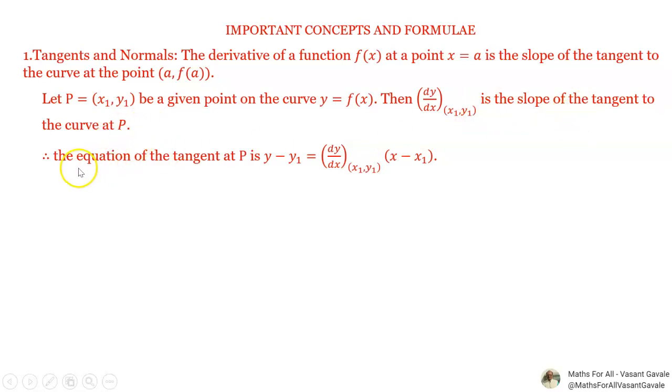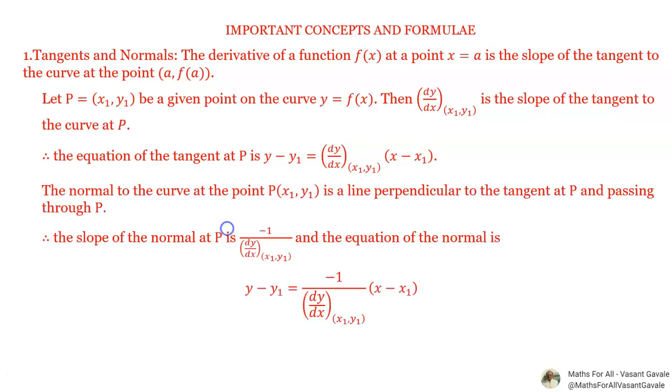P. The equation of the tangent at P is y minus y1 equals dy by dx at point (x1, y1) म्हणजे हा स्लोप असणार आहे into in bracket x minus x1. This is the equation of the tangent.